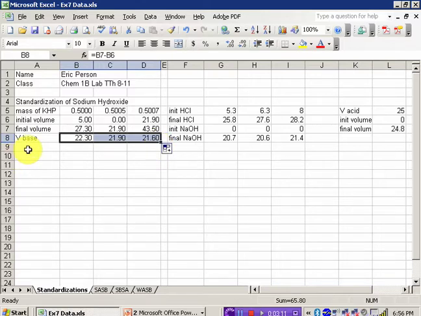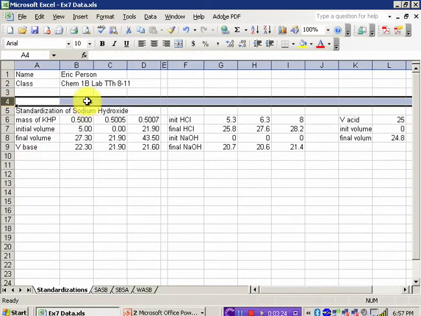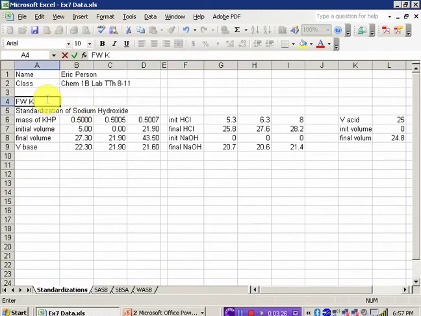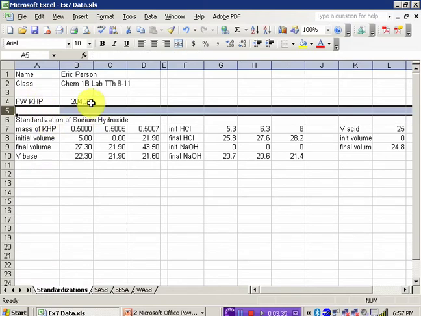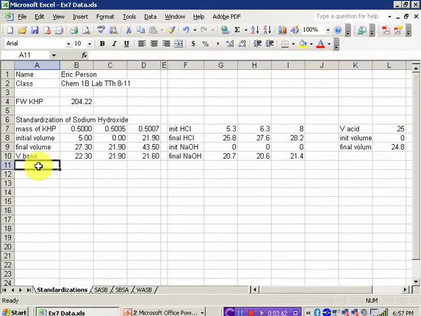Okay. From that volume of base, I could calculate the concentration if I can get the moles of base in that size. And that's what this mass of KHP was. Recall that the formula weight for KHP was 204.22 grams. I've put this up above, inserting a few rows to space it out because it's useful to put these constants separate instead of including them in each equation.